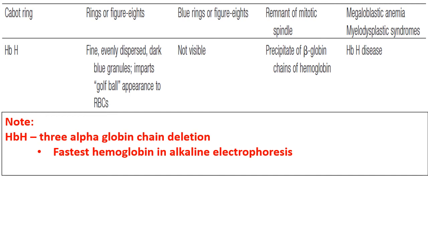Okay, proceed tayo with HbH. There is a 3-alpha chain deletion. Ito yung genetic mutation present in HbH. And for now, no, i-take note natin na this is the fastest abnormal hemoglobin in alkaline electrophoresis. So we will discuss electrophoresis later on pagdating natin sa hemoglobin. And then kasama ng Heinz bodies, no, it also appears as golf ball appearance under microscope.